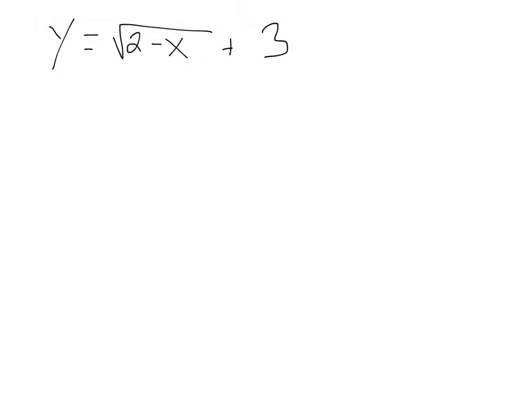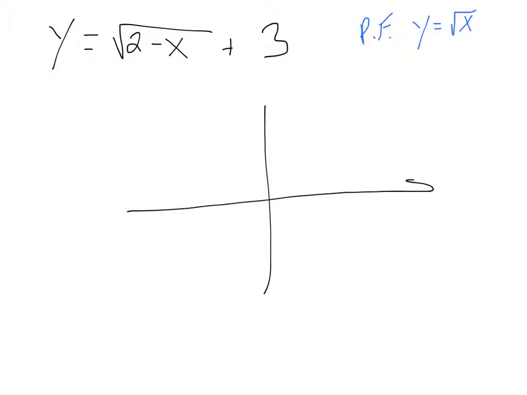So for instance, let's look at a function like the following. All right. So first of all, for this function, square root of 2 minus x plus 3, what would the parent function be? What's my parent function that this is based off of? Yep. And so if we know what the square root of x looks like, so we're going to do this by hand for this one, then maybe we can go ahead and graph our new function here. So I'm going to start off just by graphing square root of x, just so we know what that looks like. There's my parent function.